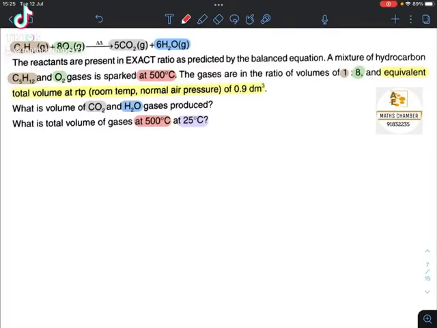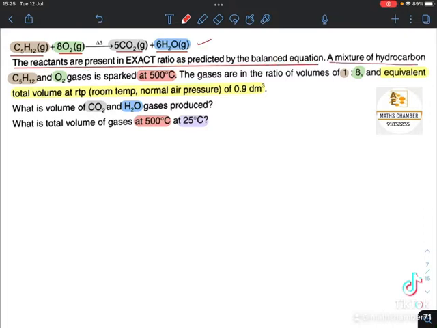Okay, good day guys, and I have had a question from my student here. We have pentane, C5H12, reacting with oxygen. There is a combustion reaction that produces carbon dioxide and water. The reactants here are present in the exact ratio as predicted by the balanced chemical equation.